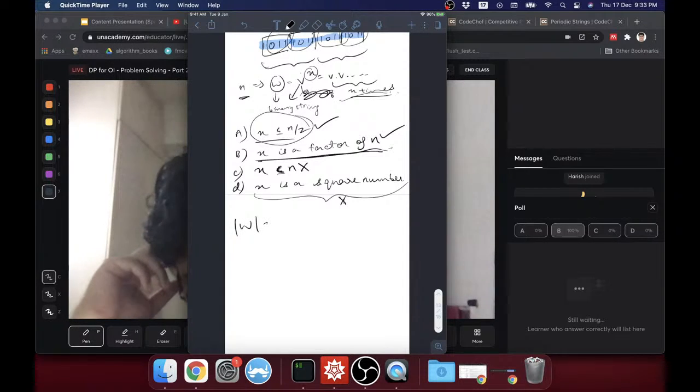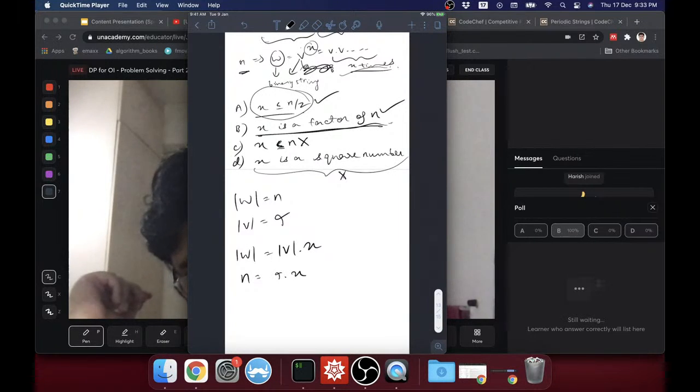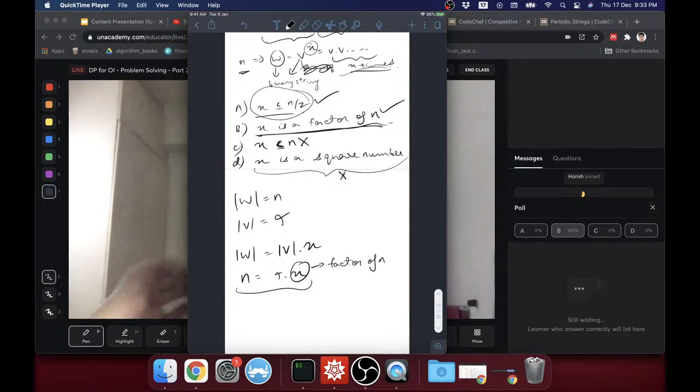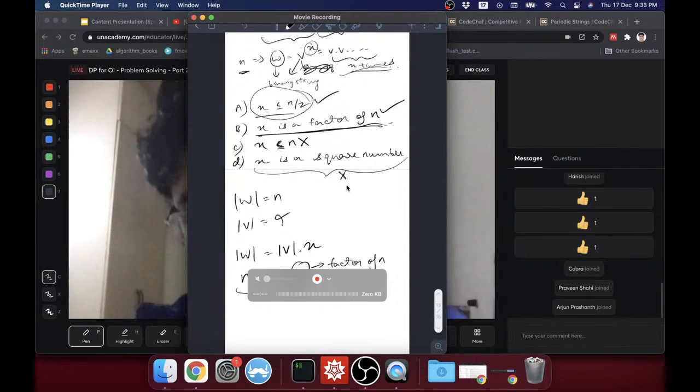Assume length of W is n. Assume length of V is alpha. Then length of W is equal to length of V times x. Correct? So n is equal to alpha times x. So x must be a factor of n because we have this equation. So that's one important thing. Okay, so we noticed something.